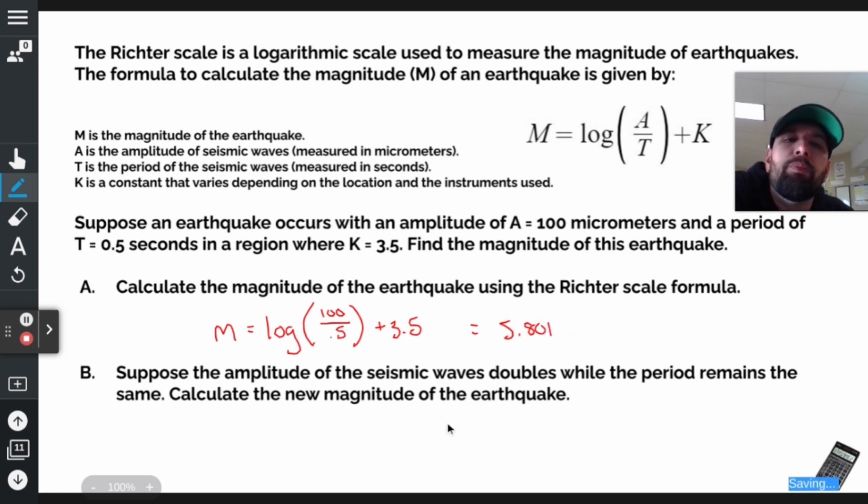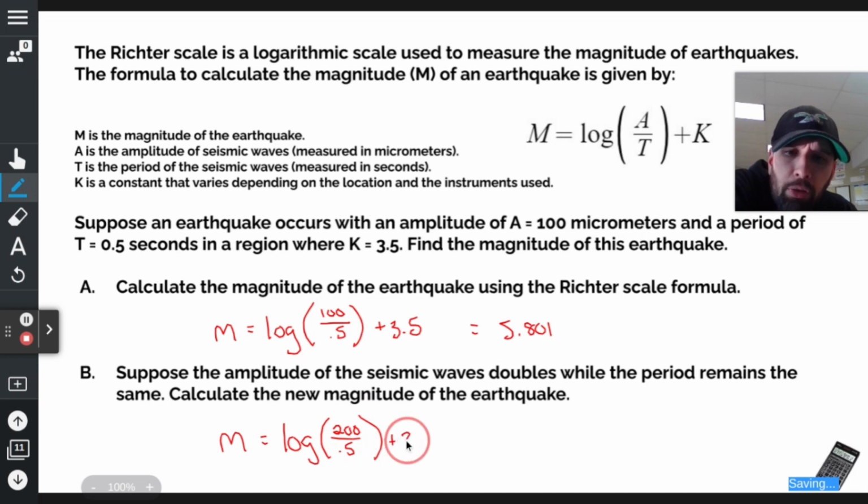5.801. Now, suppose the amplitude of the seismic wave doubles while the period remains the same. Calculate the new magnitude. So basically, it's the same exact problem, but the amplitude A doubles, so now you're going to have log base 10 of 200 over 0.5 plus 3.5.